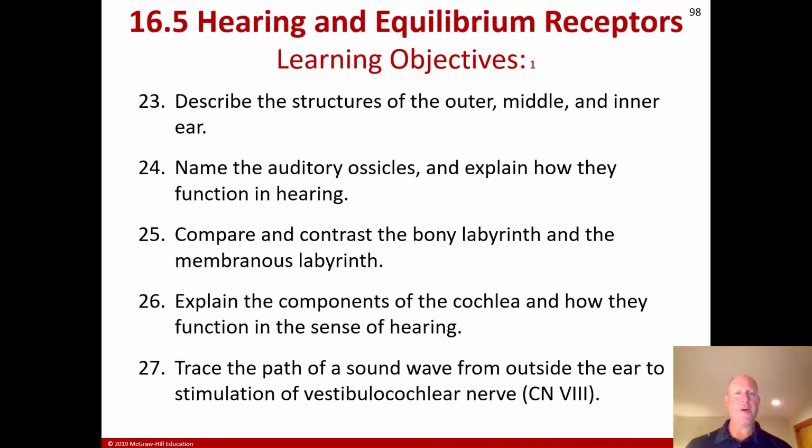We're now talking about section 5 on the senses for chapter 16, with hearing and equilibrium receptors. Learning objectives for this section: you should be able to describe the structures of the outer, middle, and inner ear. Name the auditory ossicles and explain how they function in hearing.